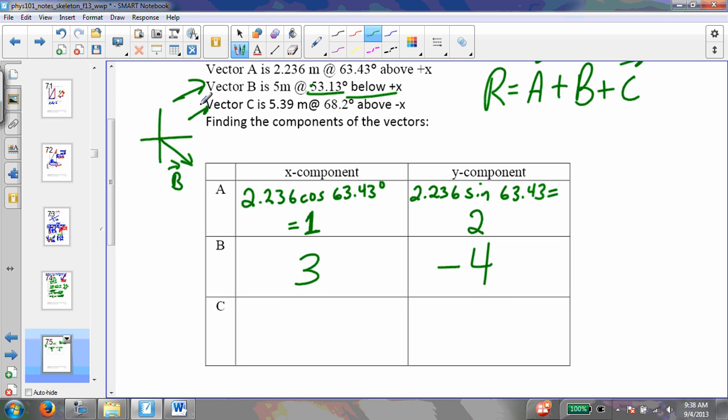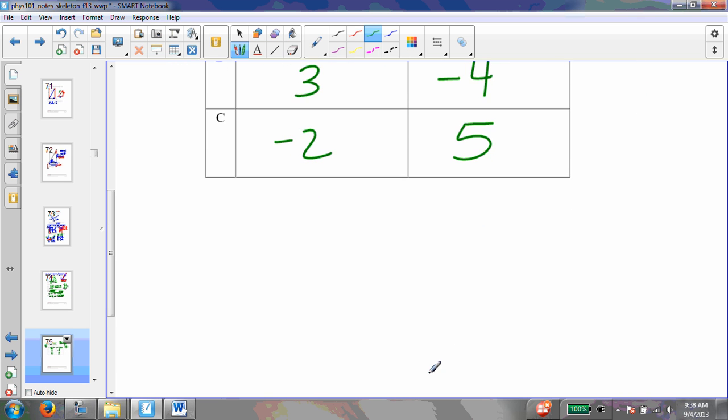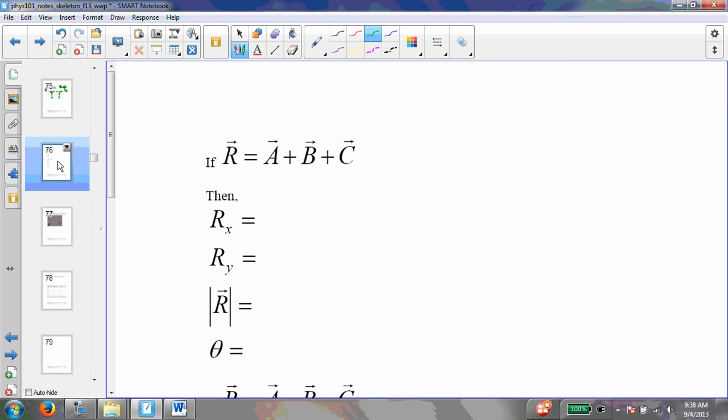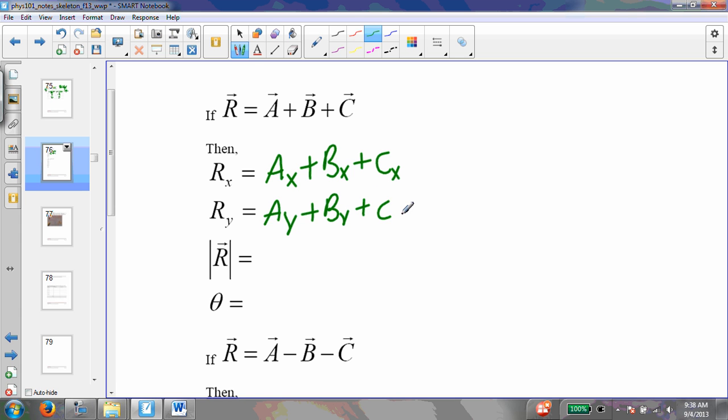With vector C, notice that it's at 68.2 degrees above the negative x-axis, so vector C is right here. So which component is going to be negative for vector C? Well, the x component is going to be negative. It's the cosine of 68.2 times 5.39, which gives me -2. And then the y component of that vector is +5. So I want to know what is R, A plus B plus C. Then I can find the x component, Rx. It's just going to be Ax plus Bx plus Cx. The y component is Ay plus By plus Cy.